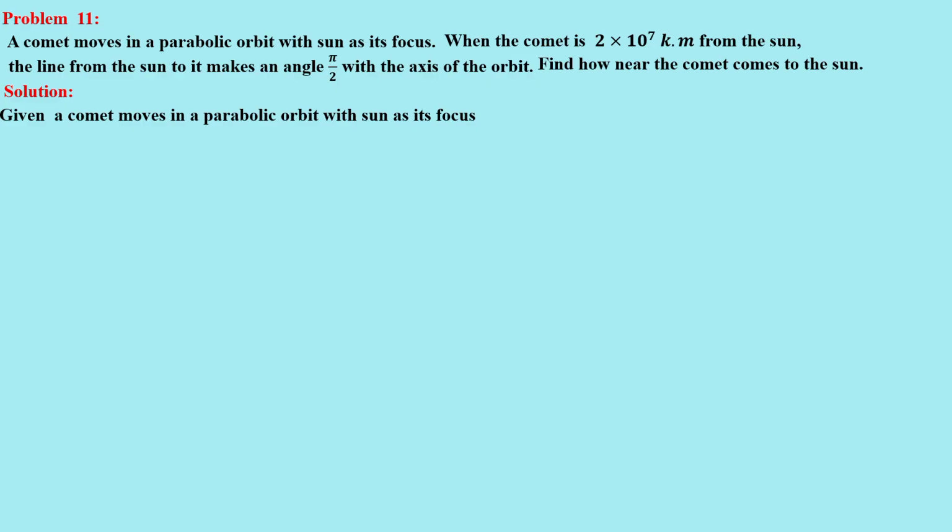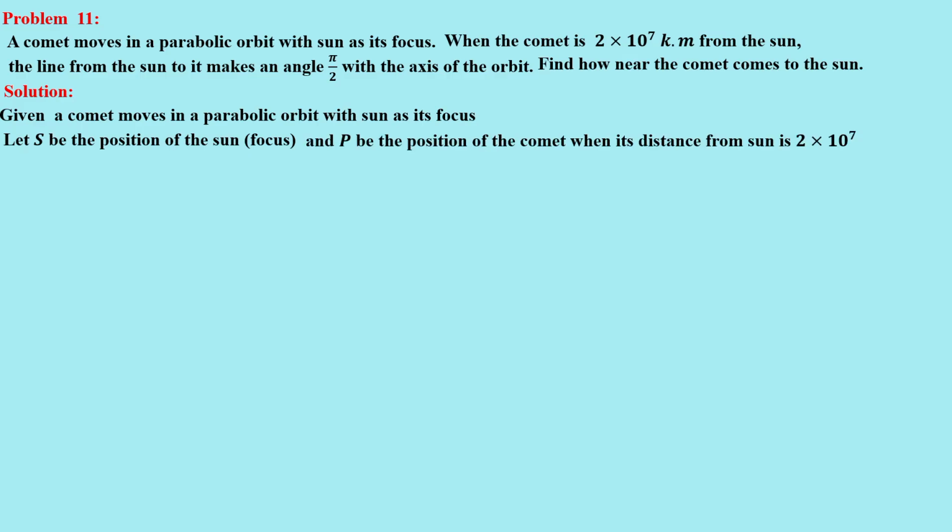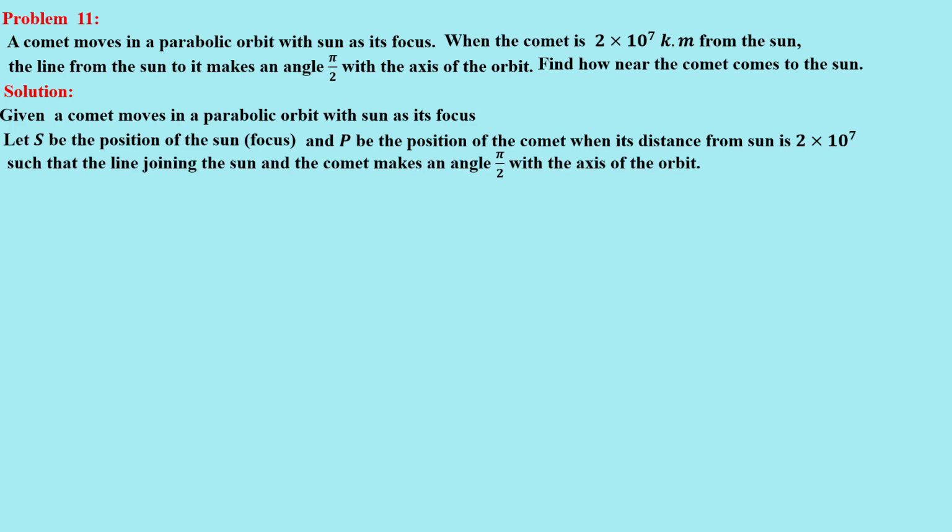Given a comet moves in a parabolic orbit with the sun as its focus, let S be the position of the sun, the focus. Let P be the position of the comet when its distance from the sun is 2 into 10 power 7, such that the line joining the sun and the comet makes an angle pi by 2 with the axis of the orbit. So S is the sun, P is the position of the comet, the angle is pi by 2 with the axis, right. This distance PS is 2 into 10 to the power 7.